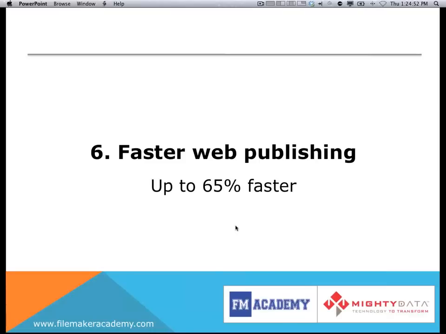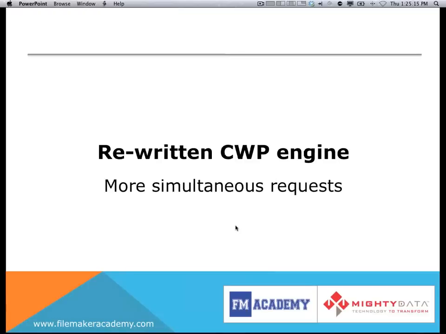Moving on, number 6, faster web publishing. The bottom line is the web publishing engine in FileMaker Server 11 and earlier has some bottlenecks. They addressed that, and now web publishing in certain circumstances can be up to 65% faster. Let's talk about a couple of ways that that is actually happening.